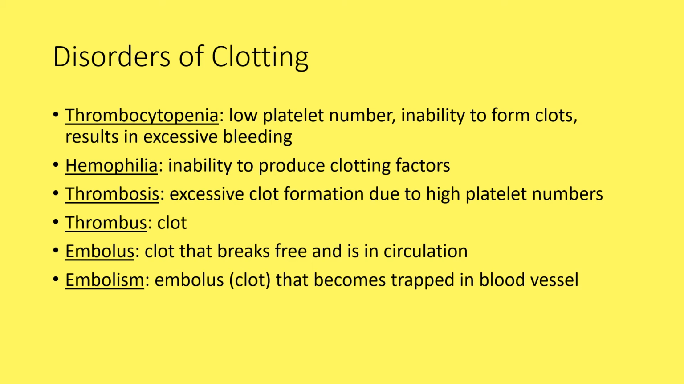Thrombosis is excessive clot formation due to high platelet numbers, so it's the reverse. A thrombus is a clot. An embolus is a clot that breaks free and is in circulation, so it's moving in your circulatory system through all the blood vessels. An embolism is when that embolus, or that clot, becomes trapped.